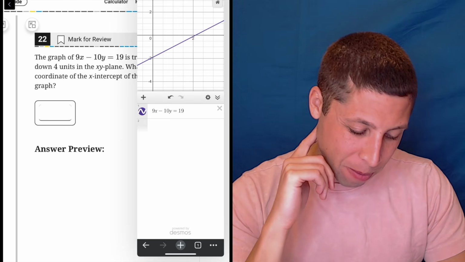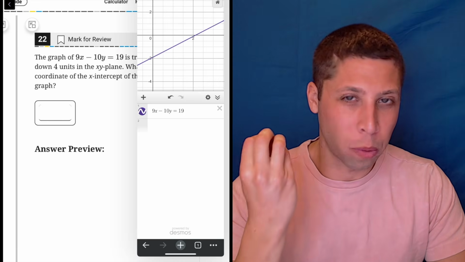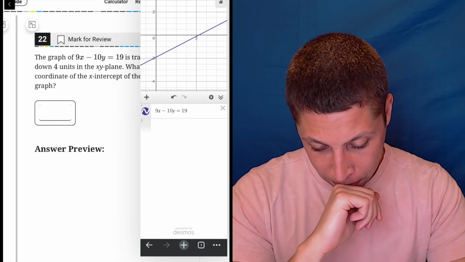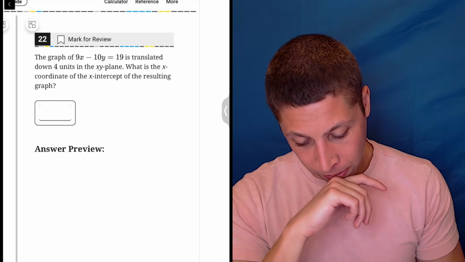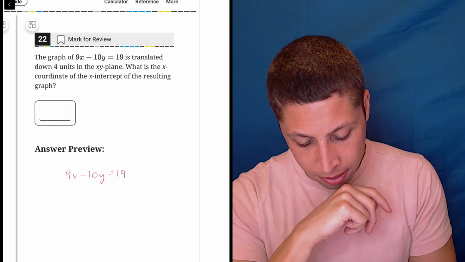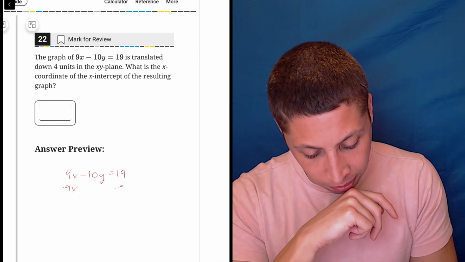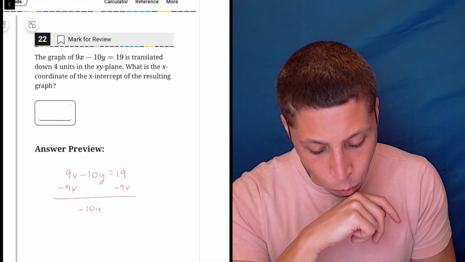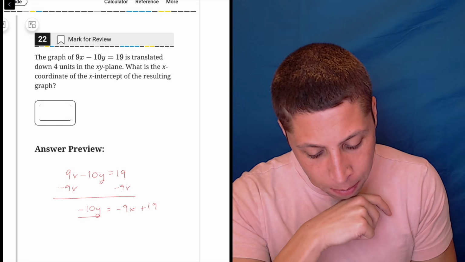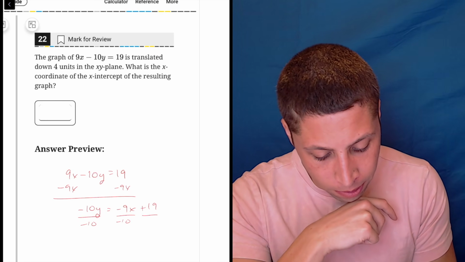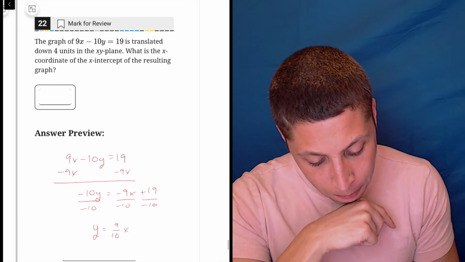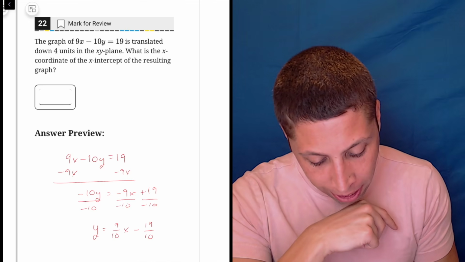Yeah, there might be a way to use this equation, but I feel so much more comfortable when I have y equals mx plus b. So I guess I'll do that, at least to start. So I have 9x minus 10y is 19. I would subtract 9x from both sides. I would get negative 10y is equal to negative 9x plus 19. And then I would divide both sides by negative 10. So I get y is equal to 9/10 x minus 19 over 10.